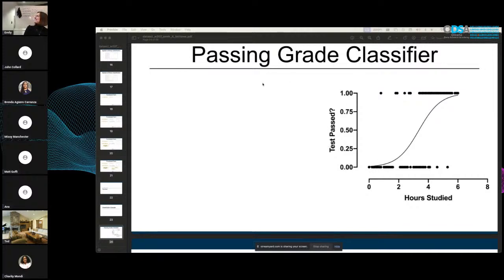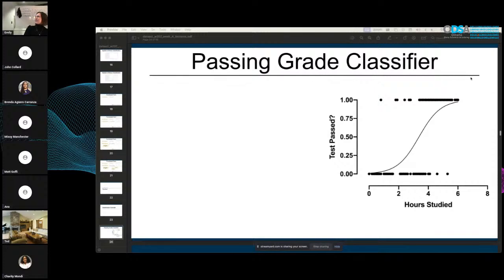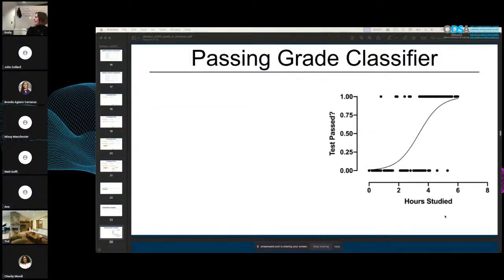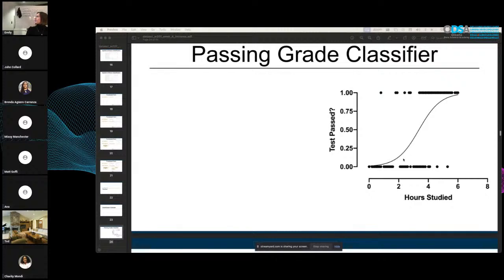So in this example, we have this passing grade classifier, where on one axis we have hours studied, and on the other axis we have test pass. So it's good for a logistic regression model because it's either they passed the test or they didn't. We don't have grades here. It's just pass or didn't pass, and then the hours studied. And you can see that there's overlap, right? Because people and problems are complex.